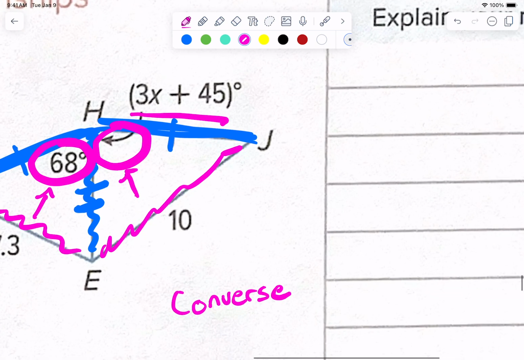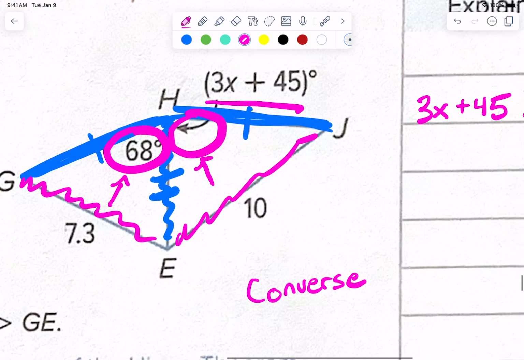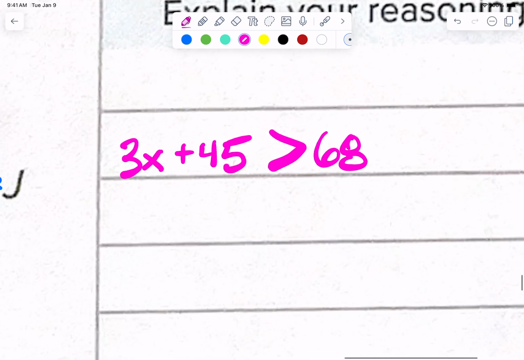3x plus 45, that's what we're trying to figure out. I don't know what 3x plus 45 is, but I know it has to be bigger than 68, yeah? I know that that number has to be bigger than 68. Does that make sense to you, how that works? He's across from 10 instead of across from 7.3. Okay, so now we just do the math.